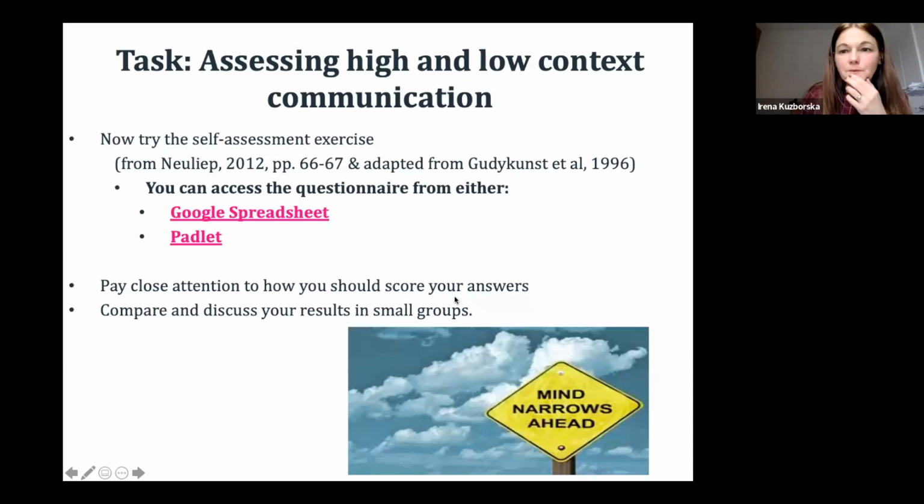Okay, so shall I move to the other values? And then we can discuss the other ones as well.